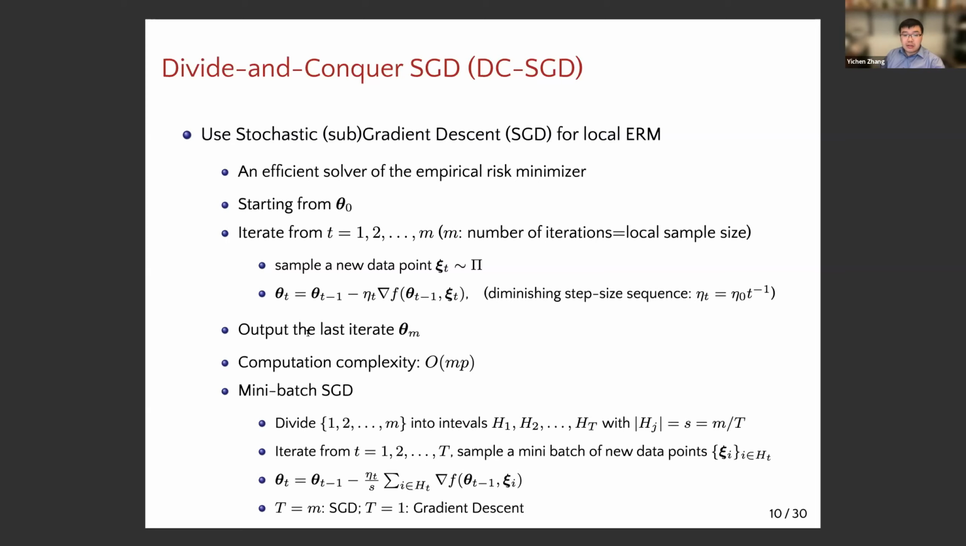It has a computation complexity of O(MP), where M is the number of iterations, which is also the local sample size, and P here is the dimension. We can also use a mini-batch SGD. It has the same computation complexity as long as we view each data point once.